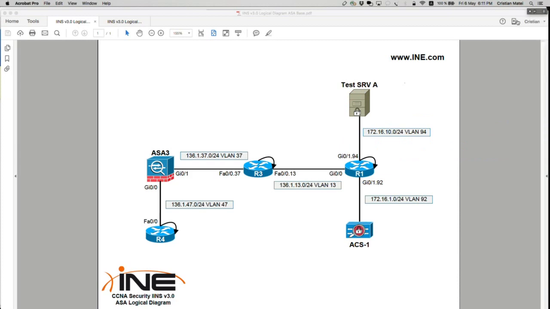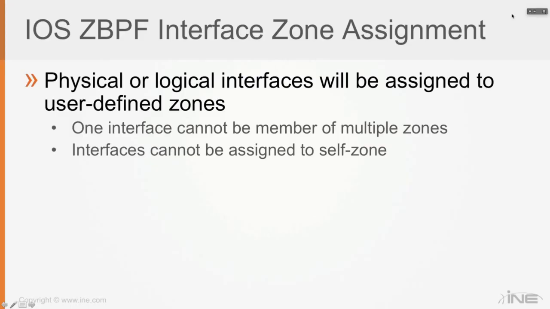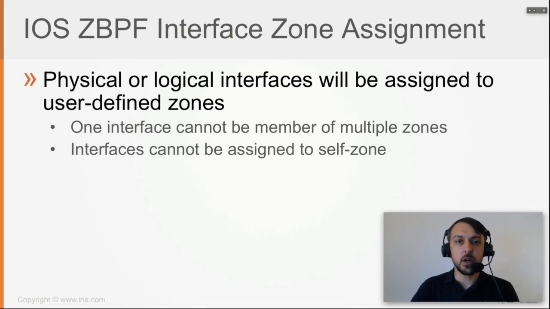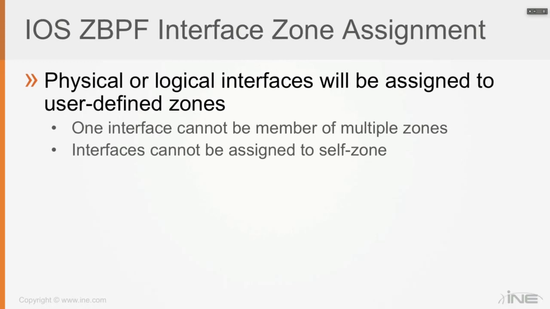So you cannot assign an interface to multiple zones, and interfaces cannot be assigned to the self zone, because the self zone controls all traffic destined to the router or initiated by the router. All links to the router, behind the scenes, belong to the self zone. So you don't attach an interface, physical or logical, to the self zone. You assign the interfaces to user-defined zones.